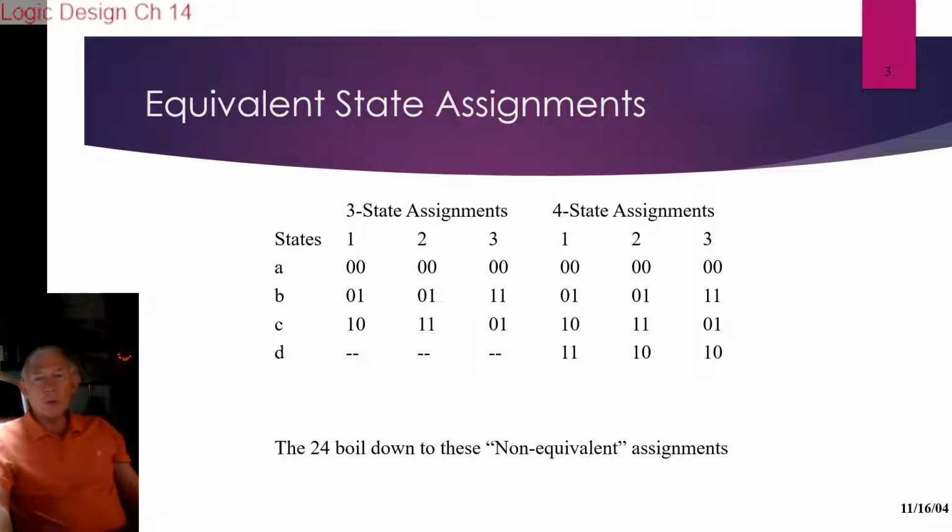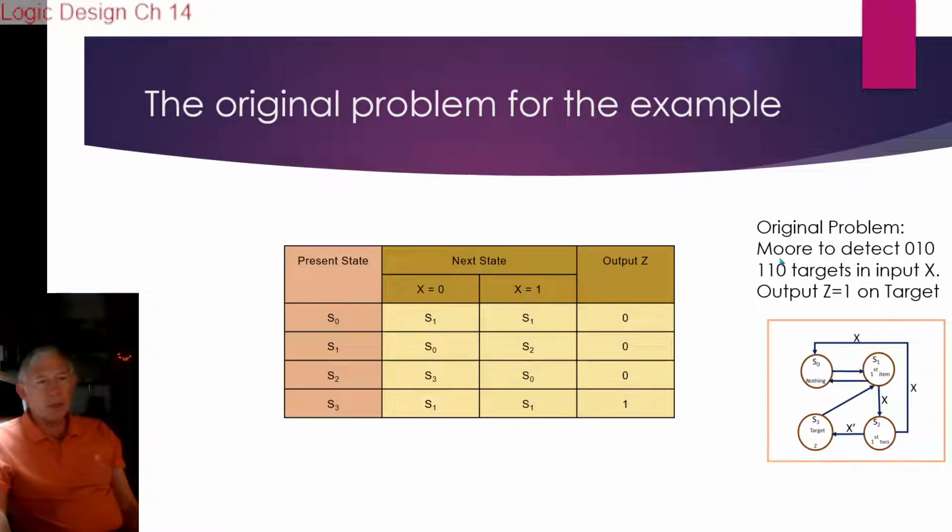So what I'm going to do, I'm going to work a problem with 4 states, and we're going to go through all these 3 combinations, which explore all possible non-equivalent assignments. And we'll see that it turns out, indeed, some assignments give us less hardware. So let's do that. Okay, so first off, we're going to take a problem where we have a Moore detector that's looking for the targets 0, 1, 0 or the target 1, 1, 0. Sorry. And the output Z will be 1 only when we get one of these targets. And so here's how this looks.